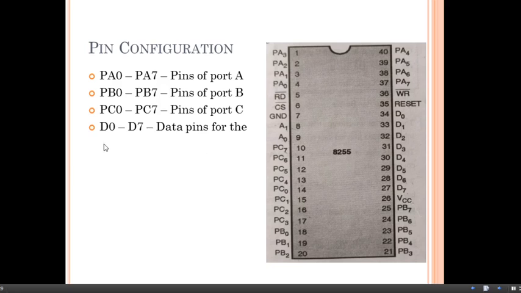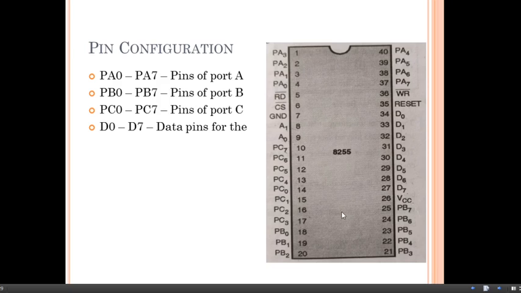Next is D0 to D7. These are the data pins. These are also 8-bit bidirectional data bus lines. Here D0 to D7, pin number 34 to pin number 27.